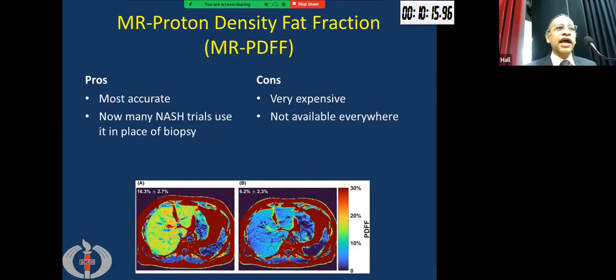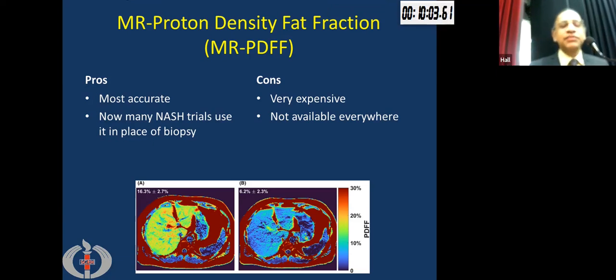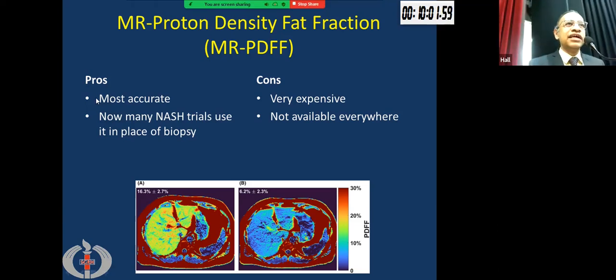Coming to the higher advanced technology, that is MRI-based fat estimation. It is called MR proton density fat fraction. Nowadays, more and more studies are using this MR-based estimation. It is much more accurate than ultrasound and CAP.